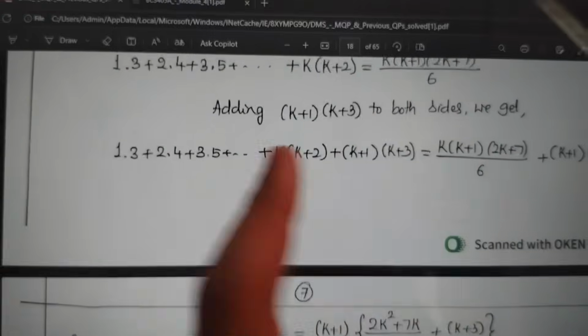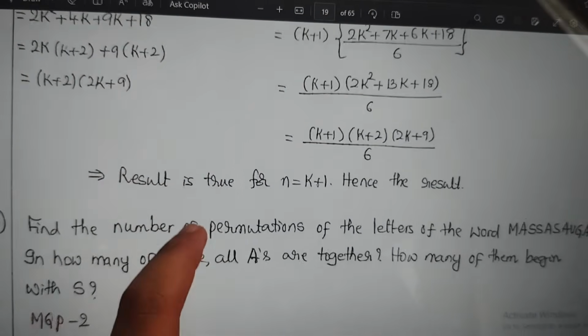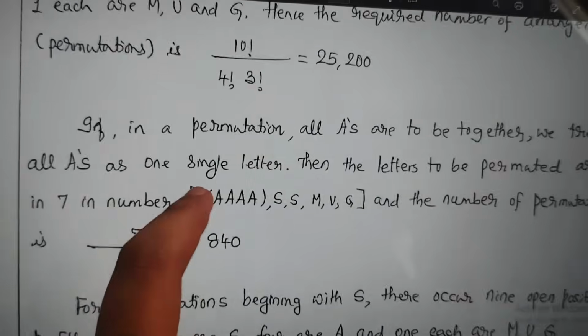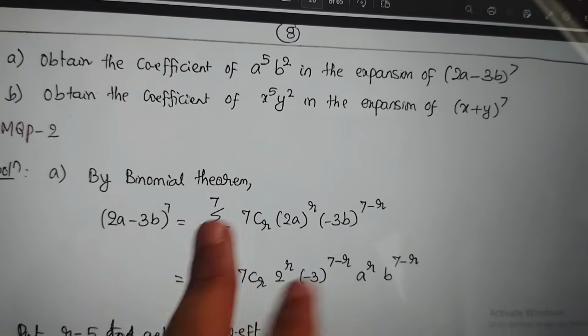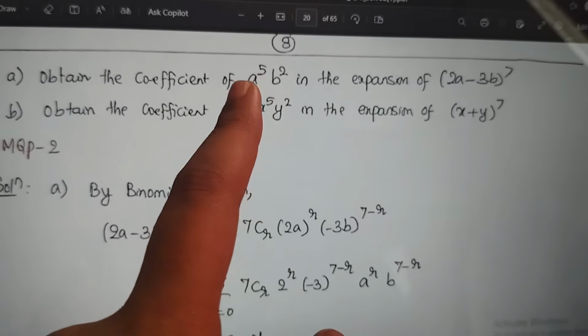You already know what mathematical induction is by now because I've told you thrice. Then again for permutations, you find the frequency and write the answer. See, again it is the same thing, we have used the binomial theorem. Why binomial? We have only 2 letters here.